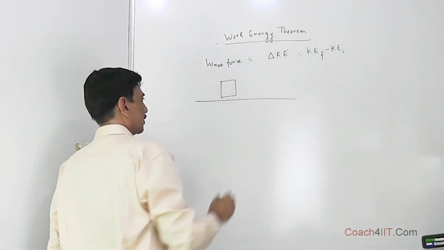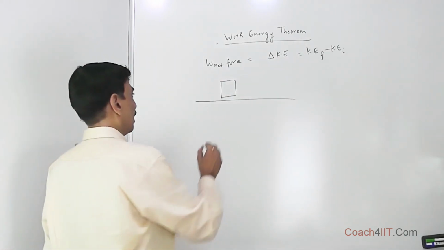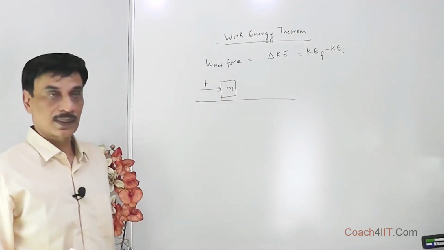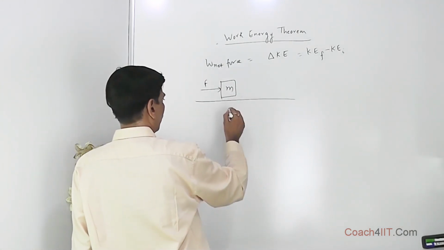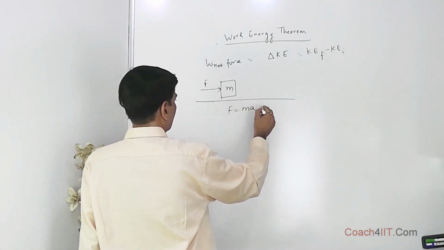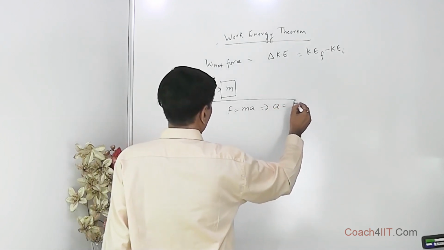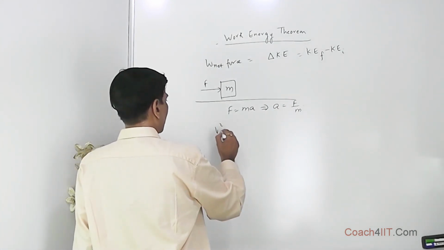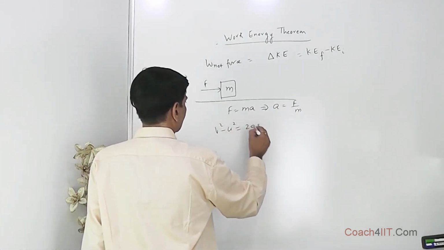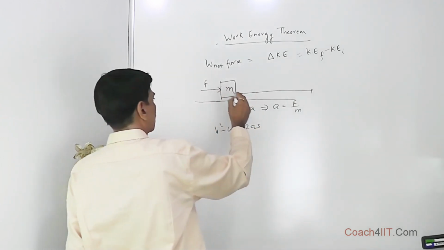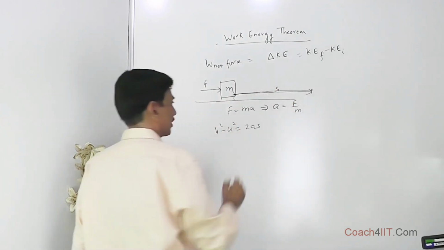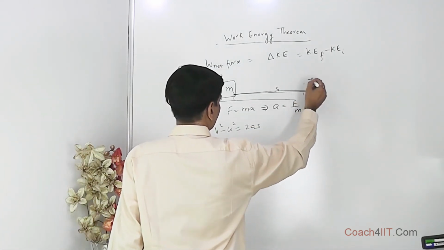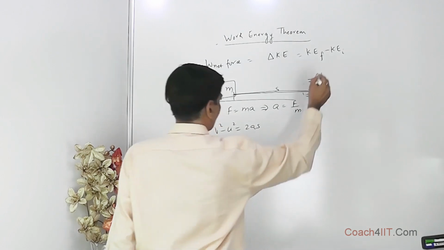Let's see, over here we have a block on a horizontal, frictionless surface, and there is a mass m and a force F being applied in the horizontal direction. Since there is no friction, F is equal to ma, so the acceleration is going to be F by m. Now we say v square minus u square is equal to 2as. Suppose because of this force, this body has moved through a distance s.